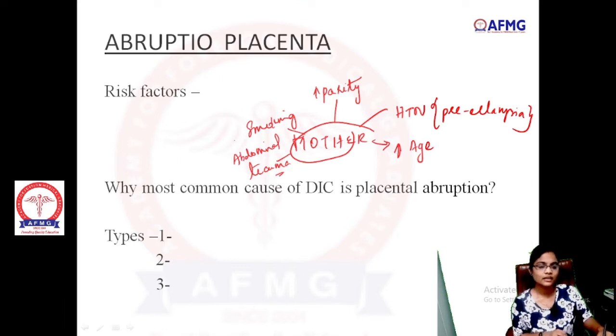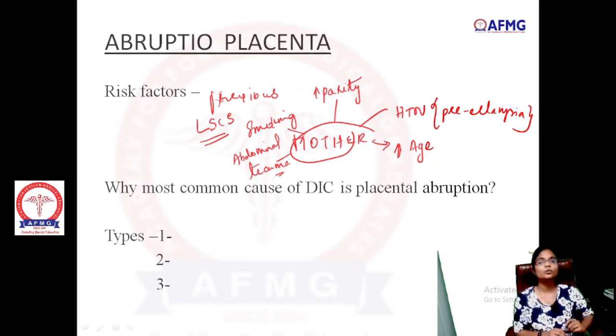So the main risk factor for placental abruption is previous LSCS, lower segment cesarean section. It is a very important risk factor for abruption. So please remember this, and this is also an important clue.